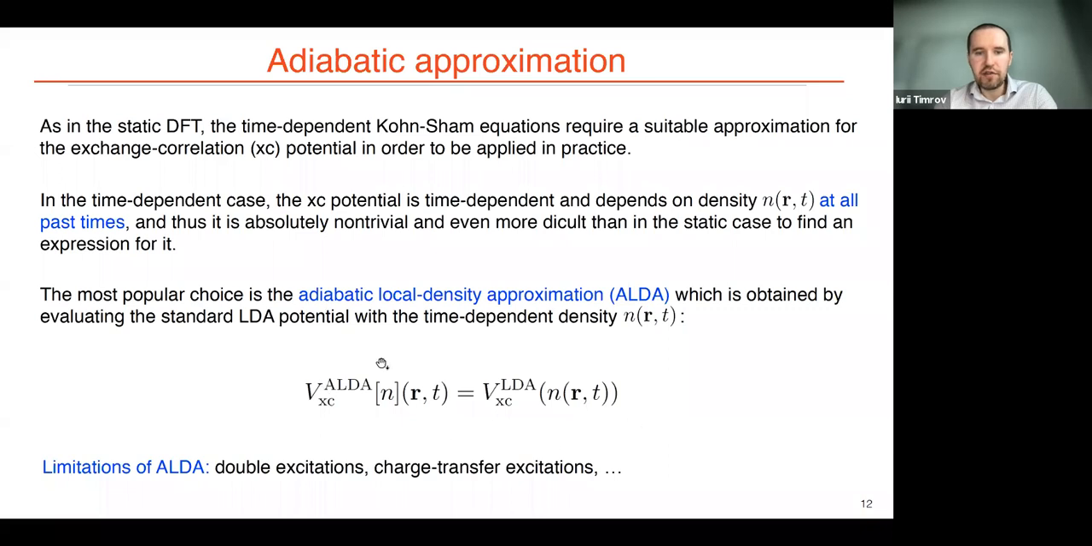So this is a drastic approximation, because strictly speaking, this potential should depend on the density at all previous times, not only at this specific moment in time. It needs to know the history, how this density behaved in the past. But we make a quite strong approximation, saying that we just want this potential to depend on the density at this very moment. Of course, there are limitations of this approximation, such as that we cannot describe double excitations, charge transfer excitations, and other things.